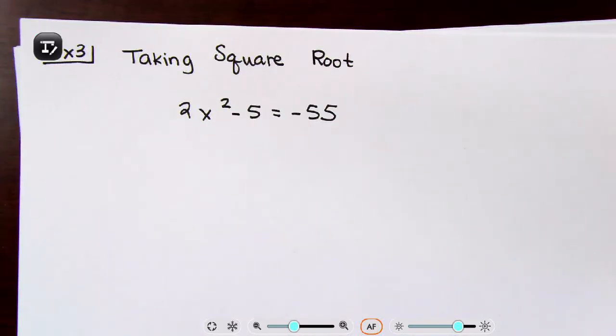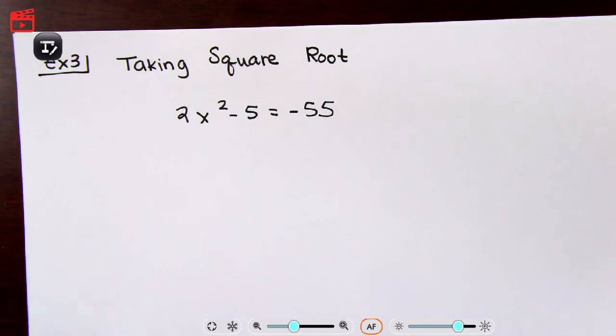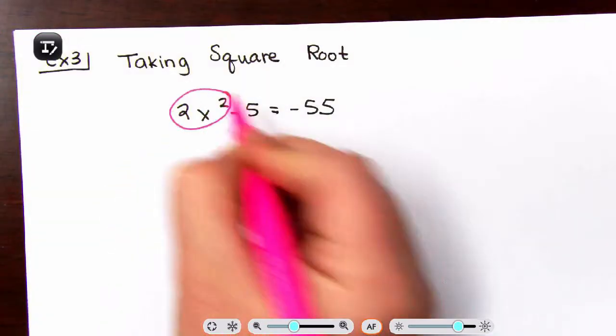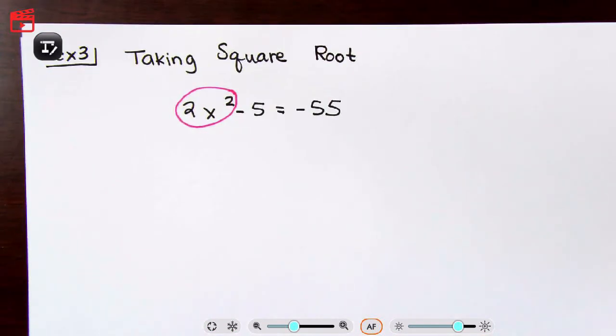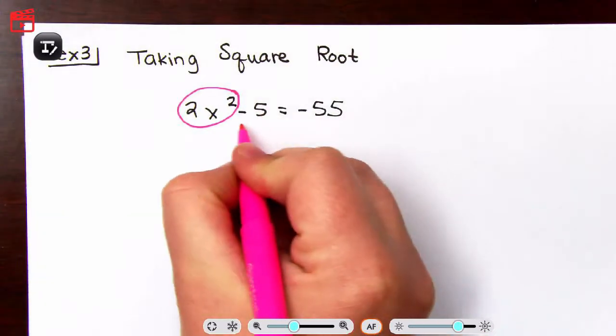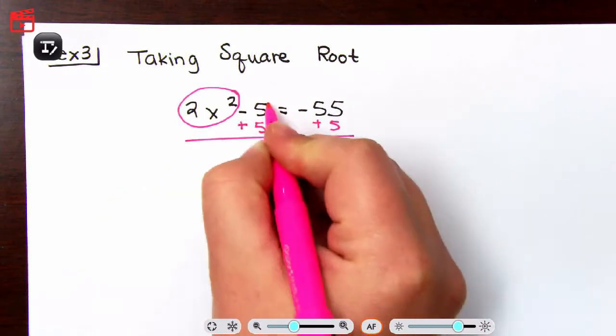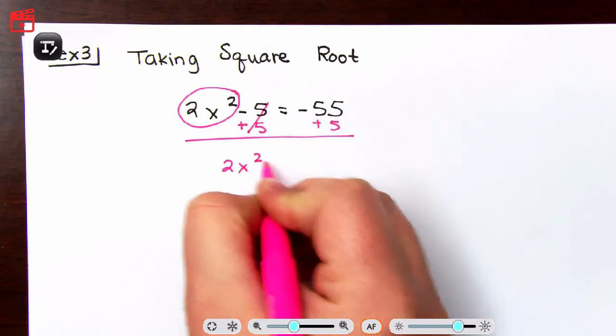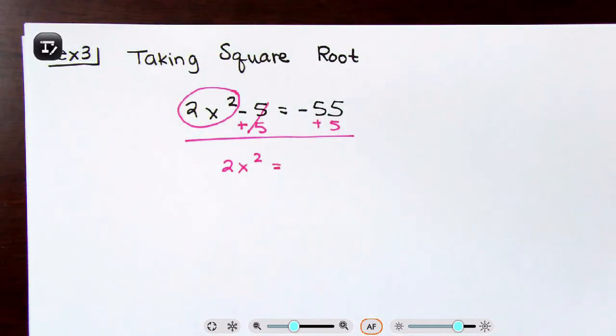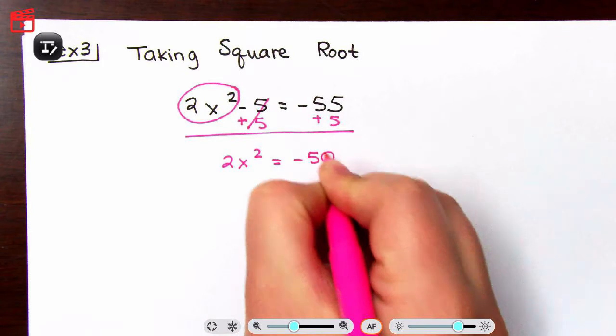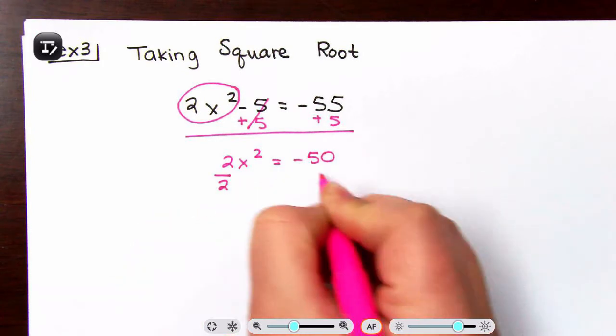Moving on, we're now going to be taking the square root. Taking the square root seems to be everyone's favorite. You're going to get your variable by itself. In this case, it is attached to a 2. So I'm going to remove 5 first by adding 5 to both sides. I have 2x squared is equal to negative 55 plus 5. That's equal to negative 50. I'm going to now divide by 2.